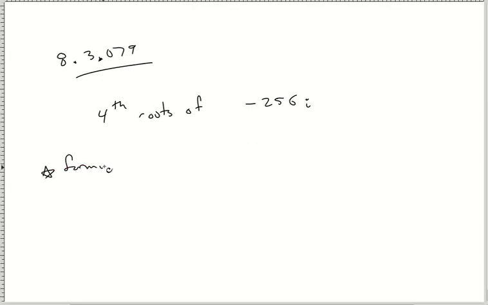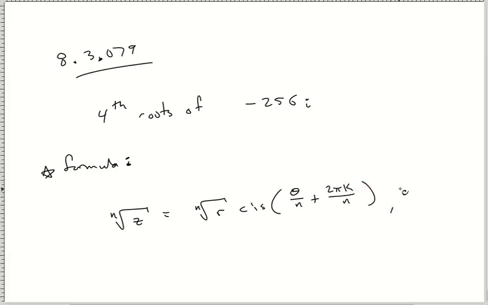Formula time. Let me go ahead and give that to you. The nth root of z, and this is z by the way, is equal to the nth root of r, CIS, of theta over n plus 2 pi k over n, as long as k is 0, 1, 2, 3, all the way to n. That last bit was not very good looking. Is it n or no? It's n minus 1. I'm sorry, n minus 1.